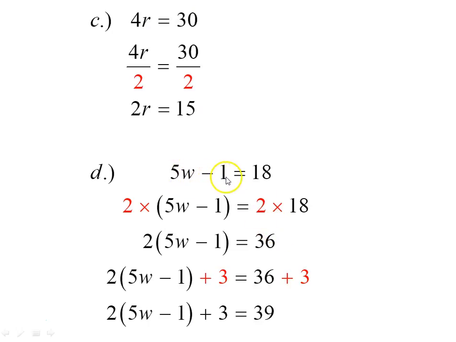And for the next equation, we want to multiply both sides by 2. So 5w minus 1 equals 18. Multiply both sides by 2. So we want 2 lots of (5w minus 1) is equal to 2 lots of 18. On the left-hand side, we have this object here, and 2 lots of 18 is 36. Our next step was then to add 3 to both sides. So we end up with 2 times (5w minus 1) plus 3 is equal to 36 plus 3. And when we collect terms, we end up with 2 times (5w minus 1) plus 3 is equal to 39.